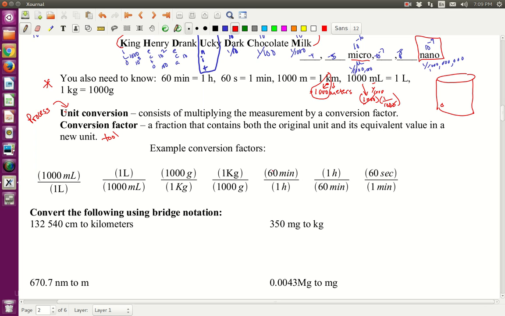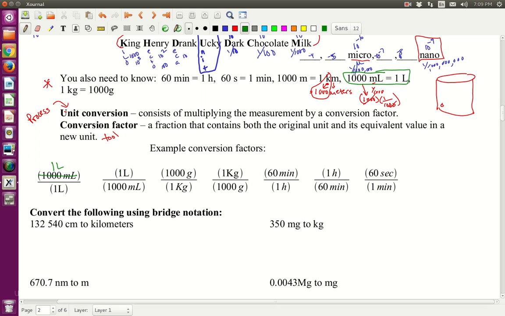So here are some conversion factors. There are 1,000 milliliters over 1 liter. There's a relationship: 1,000 milliliters equals 1 liter. So I could take this 1,000 milliliters on top and put something that's equal to 1 liter on the bottom. Now you see, it's exactly the same on the top and the bottom. These things are the same amount.